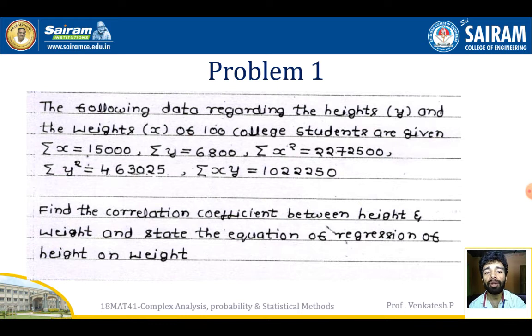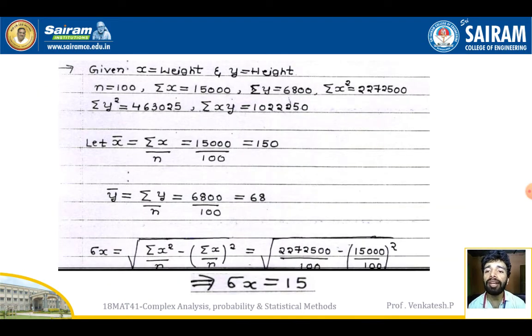First we will find the correlation coefficient. Since the data is given in terms of x and y, first let me find the values of x bar and y bar. We know how to find the mean of x: take summation x divided by n. The value will be 15,000 divided by 100. Since the given data is for 100 college students, n will be 100. So x bar will be 150.